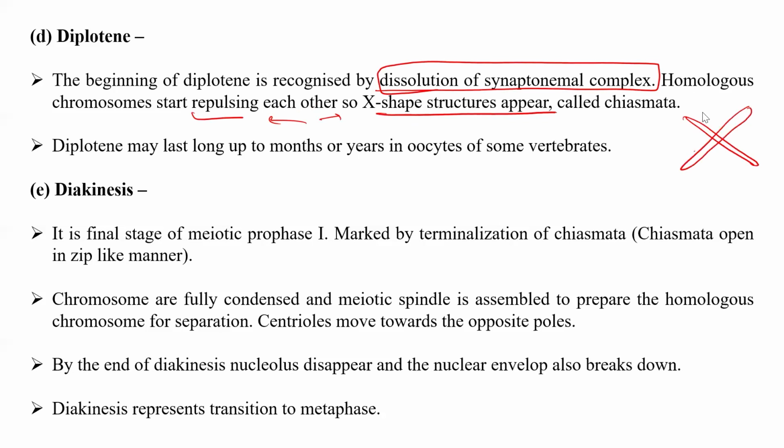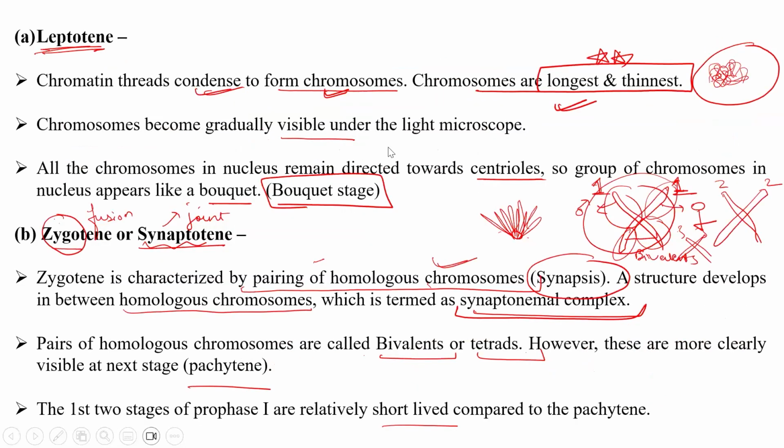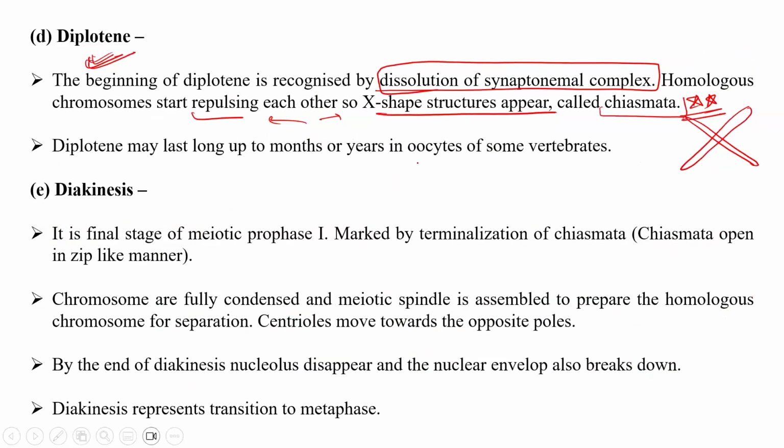This is known as the chiasmata. So these terms are important. Chiasmata is formed during the diplotene stage, while recombination happens in the pachytene stage. So these stages are important. So the X-shaped structure called chiasmata is formed, and in certain cases, for example, in the oocytes of some vertebrates, it may last up to months or years.